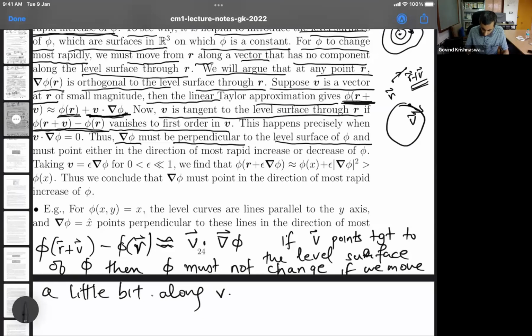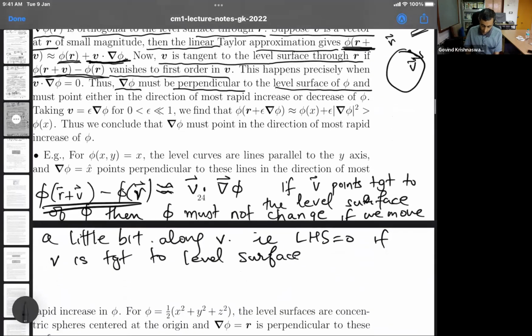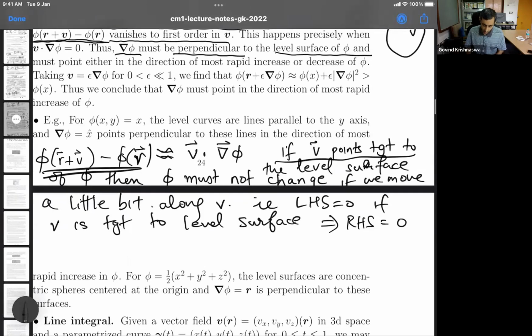So we are saying that the left-hand side is equal to 0 if v is tangent to the level surface. The change is 0 if v is tangent to the level surface. So that must imply that the right-hand side is also 0. But what does the right-hand side being 0 mean? It is saying the dot product of two vectors is 0. When does the dot product vanish? When two vectors are orthogonal. So this implies that grad phi is perpendicular to such v. Are you okay with this third sentence?